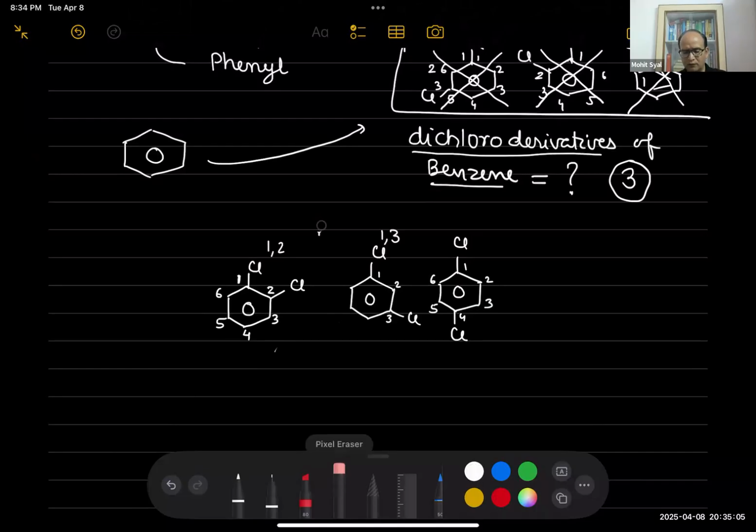1, 2. If you have two same atoms on the benzene, this is only for benzene, not for cyclohexane. This is only for benzene. This is for ortho dichlorobenzene.